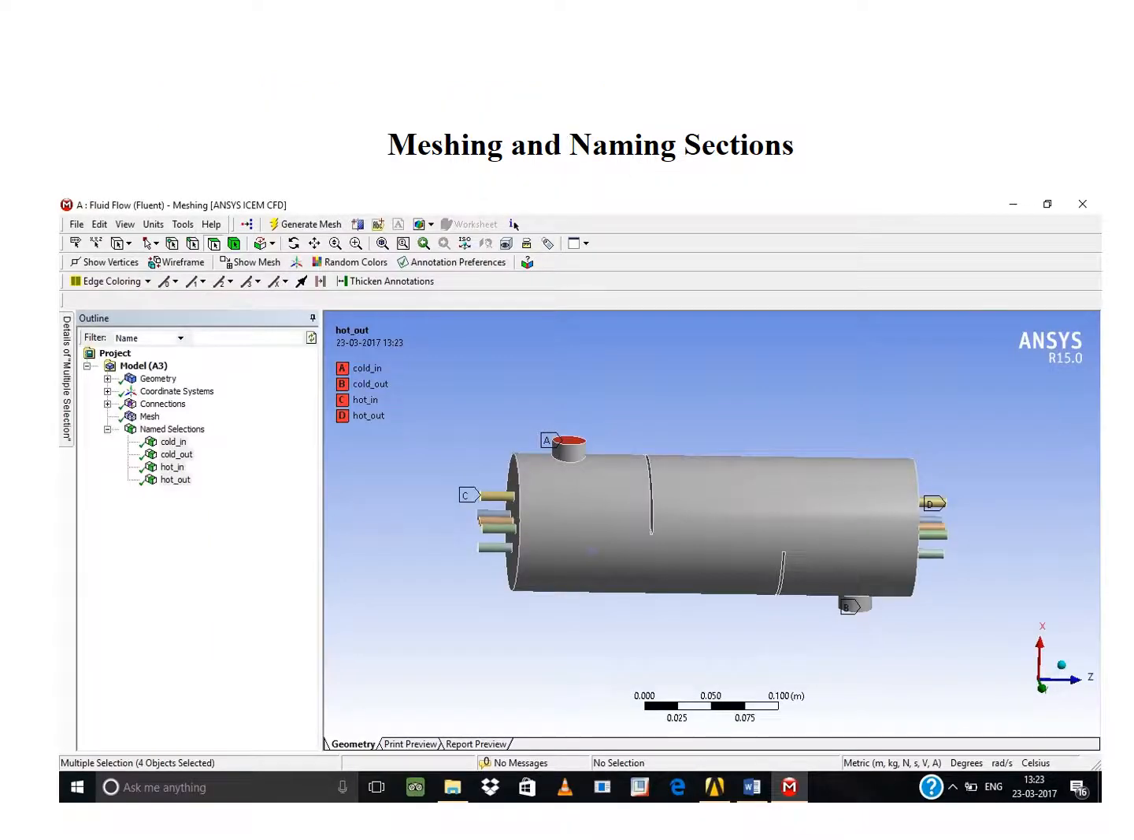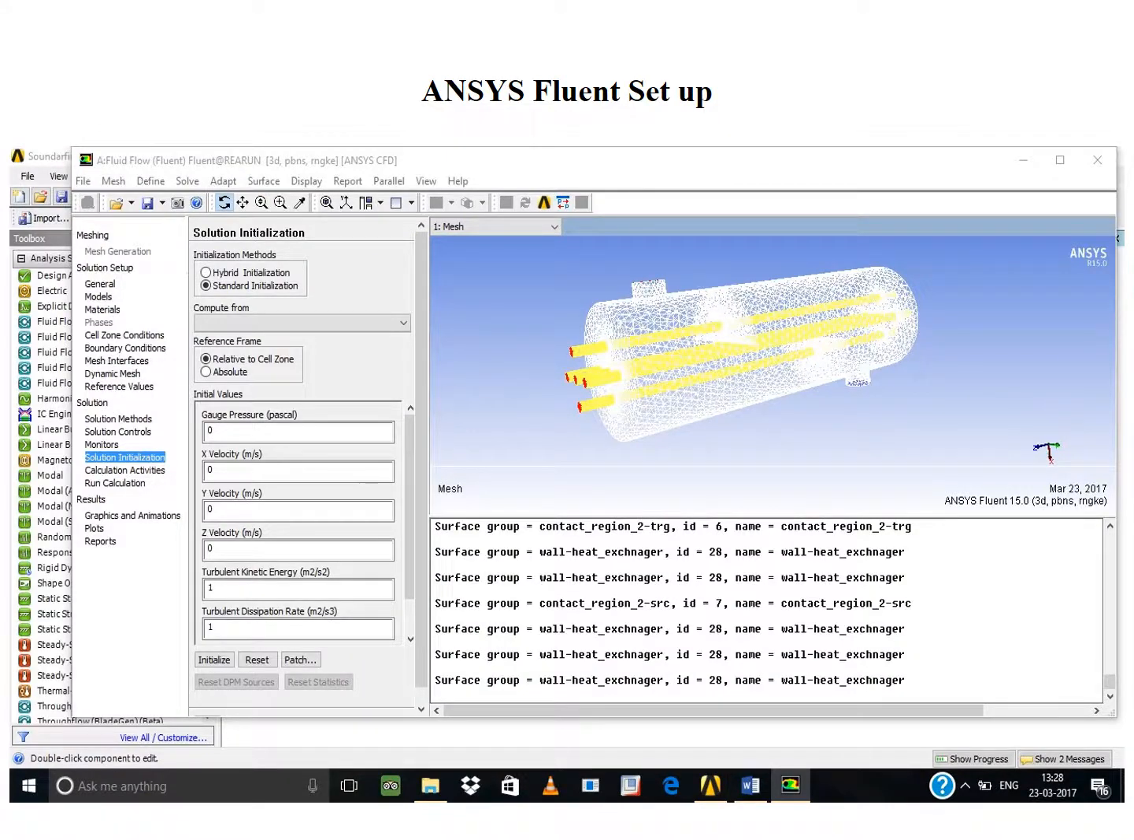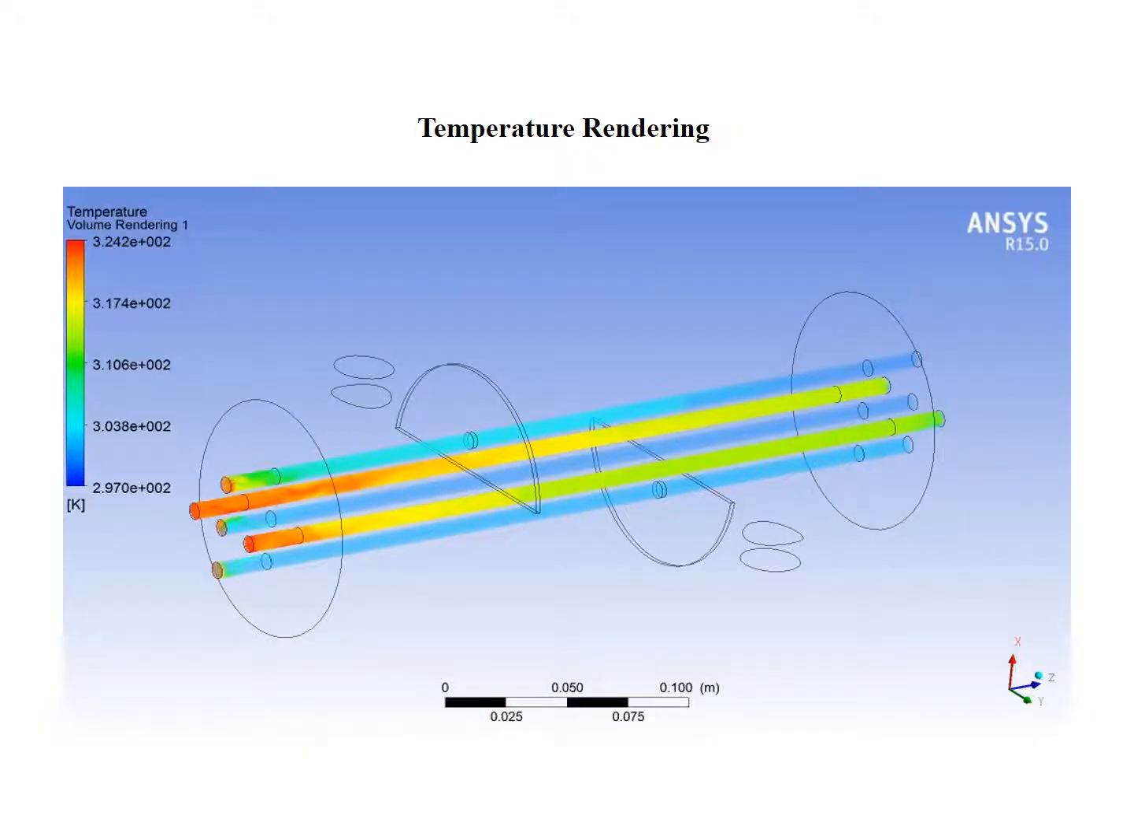This is a screenshot of our design calculation and this is named as meshing and naming sections. There are 4 named sections: A which is called cold in, B which is cold out, C which is hot in and D which is hot out. In A, cold in, which is nothing but liquid, water in. In B it is water out. In C it is oil in, HFO in and in D it is HFO out. And this is a screenshot of ANSYS Fluent.